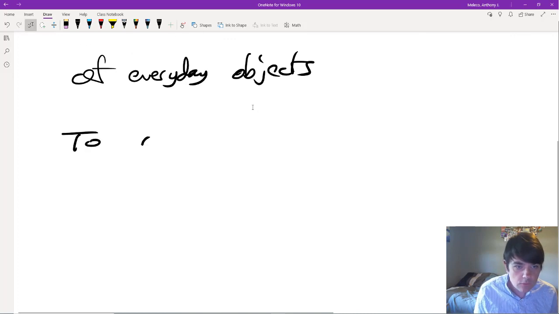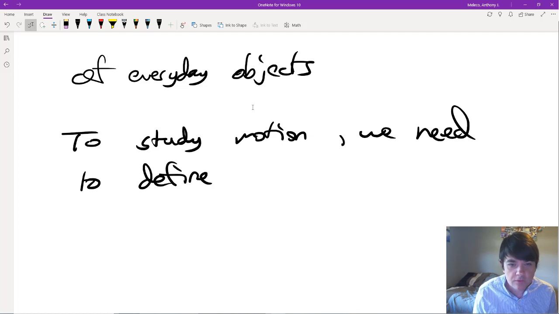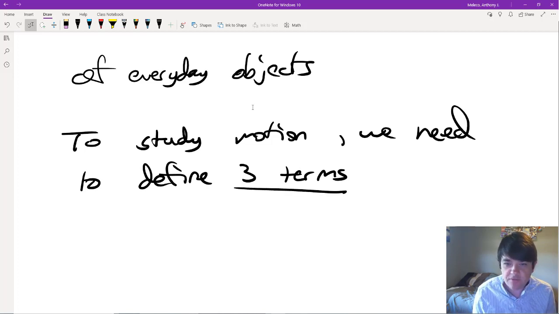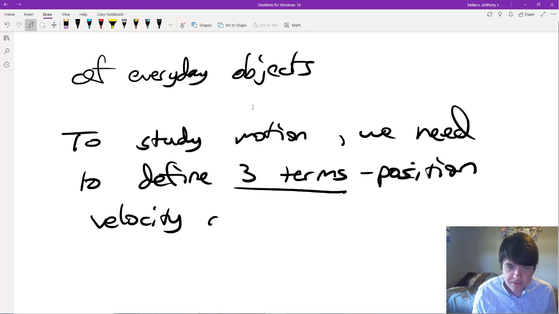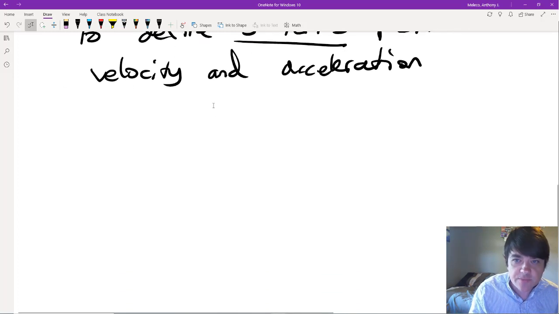So to study motion, we need to define 3 terms. Well, 3 plus some other terms, but it's really important to define 3 main terms: position, velocity, and acceleration. Right? Because if you're trying to talk about something, you need to know what comprises it, and you need to be able to discuss that. Okay?